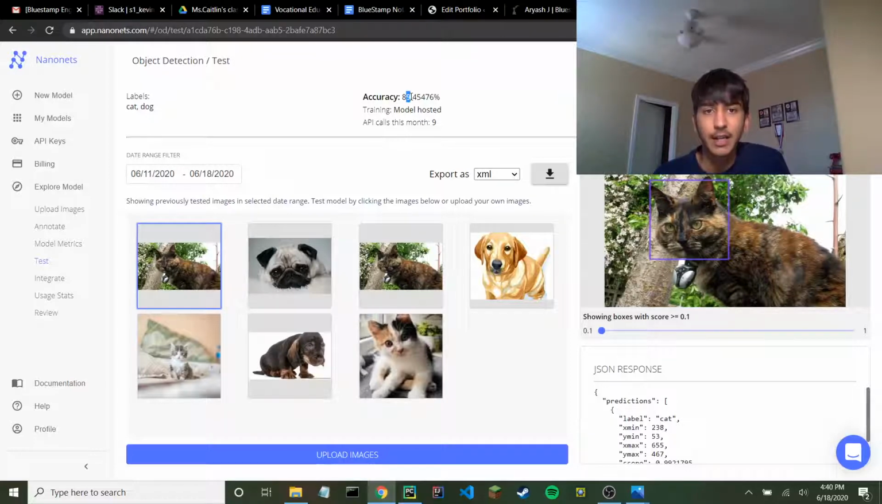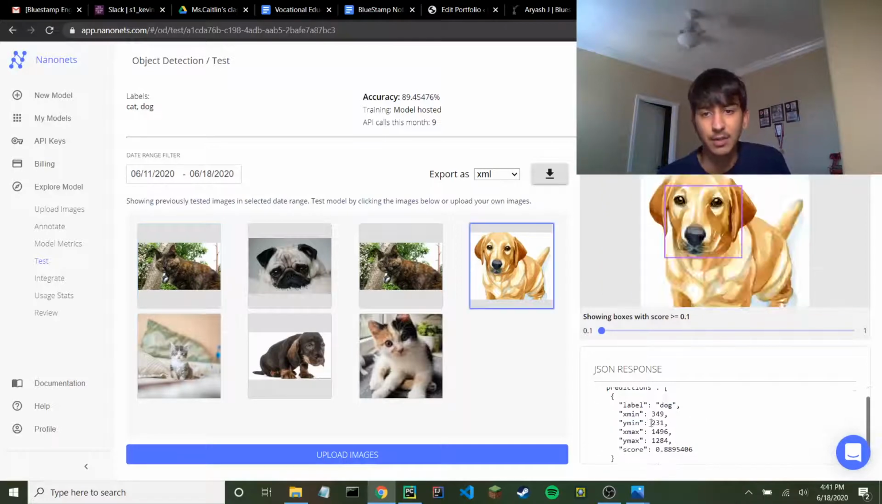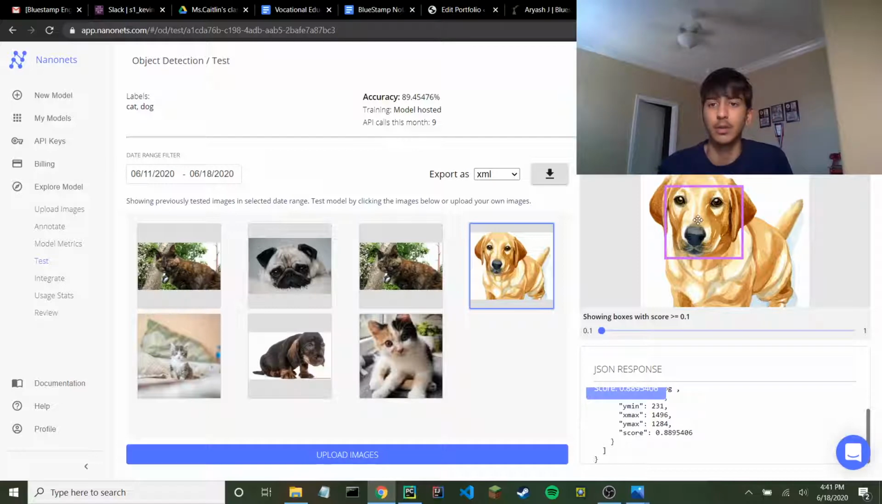I got to 89.45% accuracy, and the two on either side were the ones I tested personally. I got a 99.2% confidence score for this one, which means that the model was very certain that it was a cat. And for this one, it's 88.9, slightly less, but considering it's a drawing, it's still pretty solid.